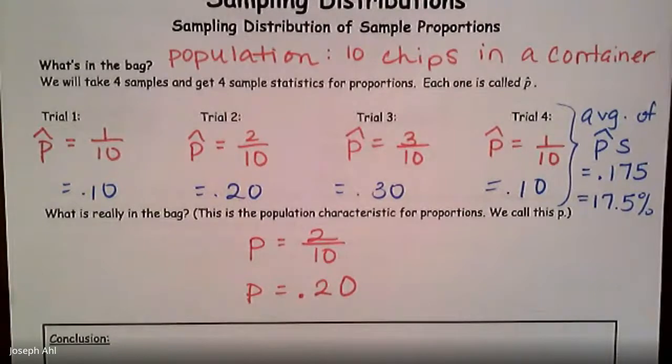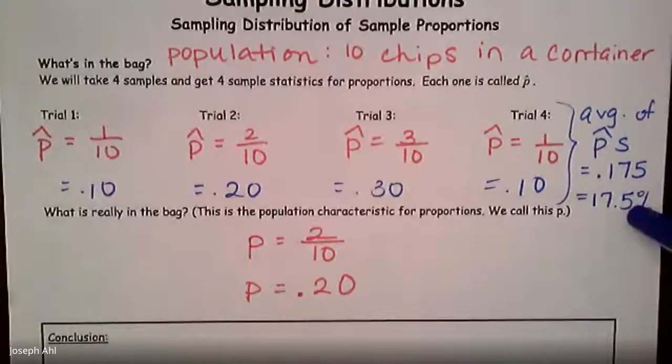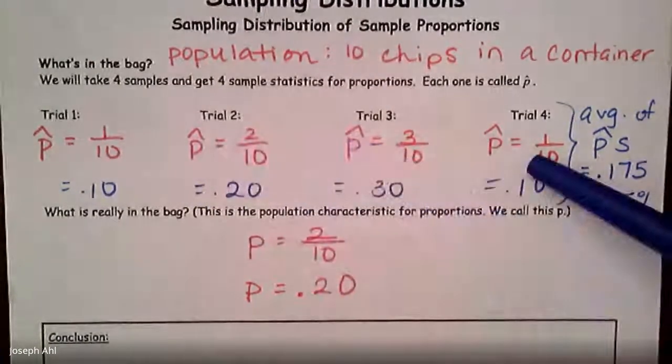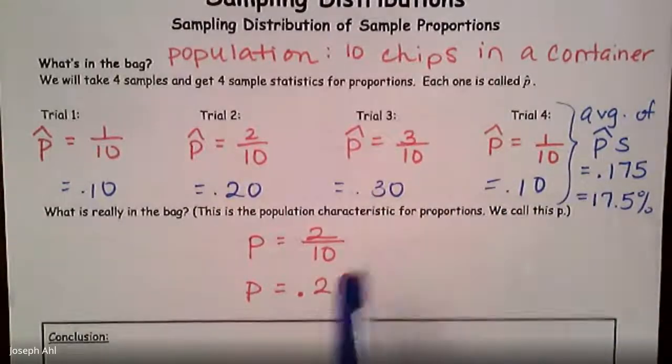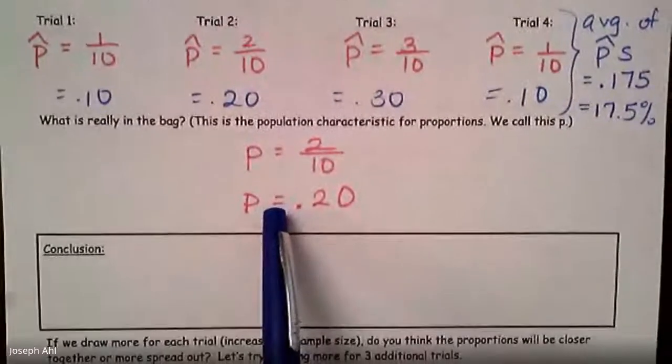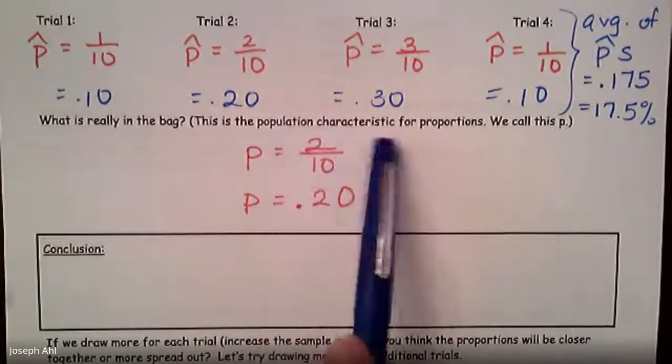Now, if there were 30 of you in class and I recorded all 30 trials, what do you think is going to happen to this average? And I'm hoping what you're shouting out from the comforts of your own home is that this average, if we look at all the trials from every single person in our class, is going to start to get really, really, really close to what the actual proportion was of red chips that are in the container, that population characteristic.